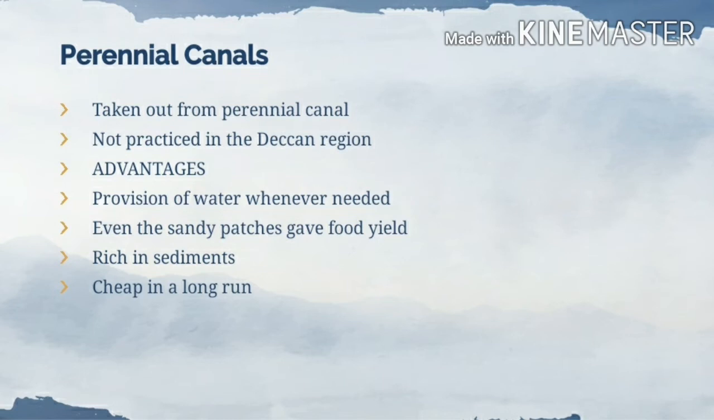Perennial canal. As the name suggests, perennial means water is there throughout the year, and it is a very effective source of irrigation, especially in the area where there is a lesser amount of water. And as the name suggests, these canals are taken out from the perennial river, either by constructing a dam, barrage, or a regulating system which controls the flow of the water.